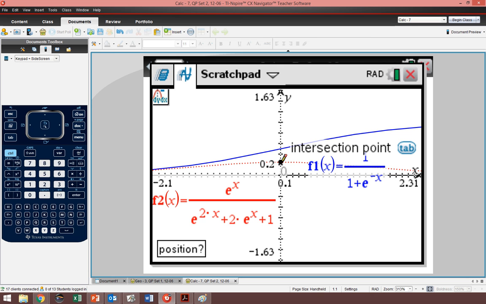On the left side of it, because I have positive numbers, that is all concave up. On the right side of it, I have negative numbers, so that means that is all concave down.